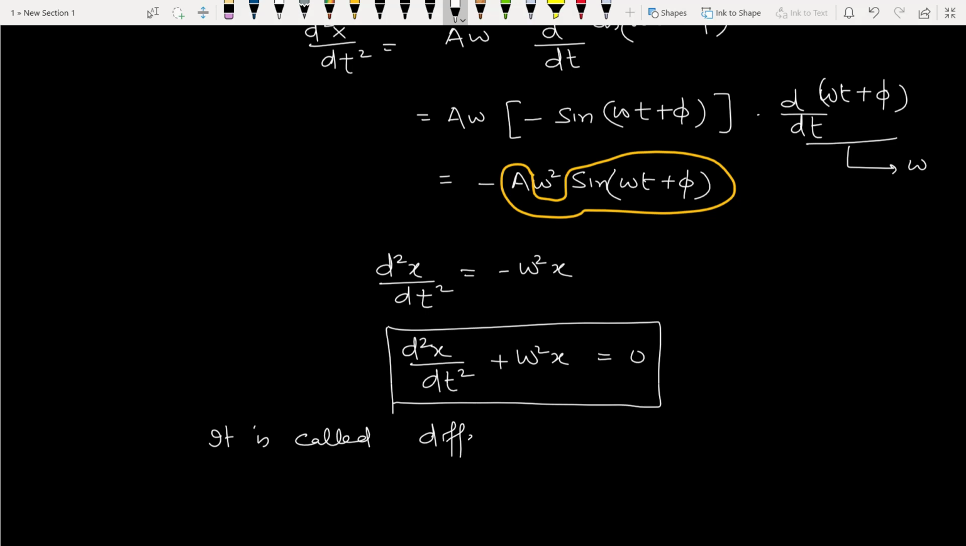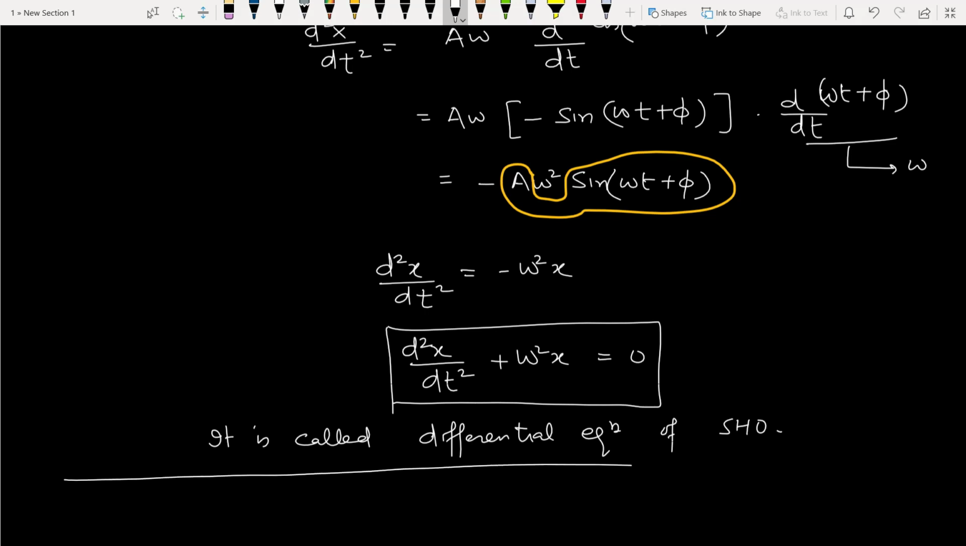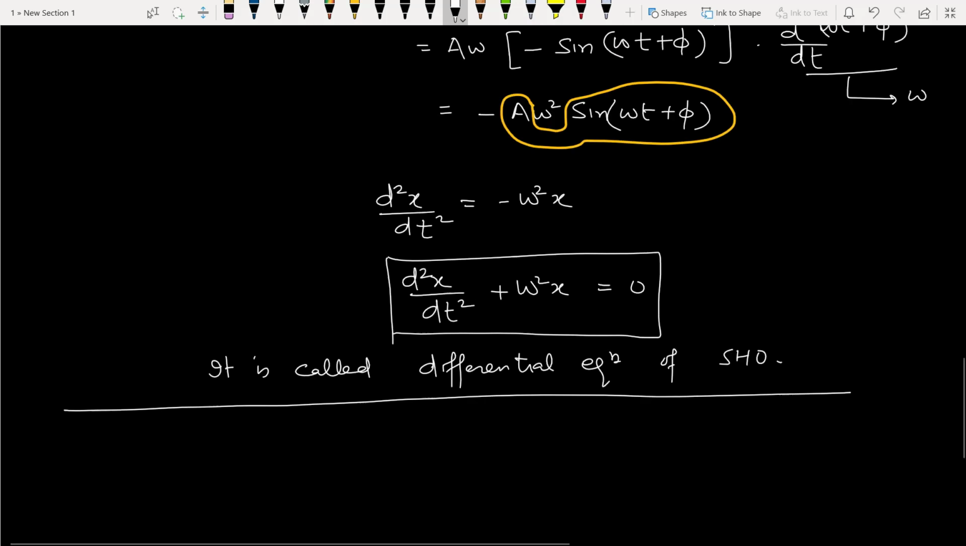So it is called the differential equation of simple harmonic oscillator. Whenever a body is executing simple harmonic motion, it will follow this differential equation, and it is called the differential equation of SHM.